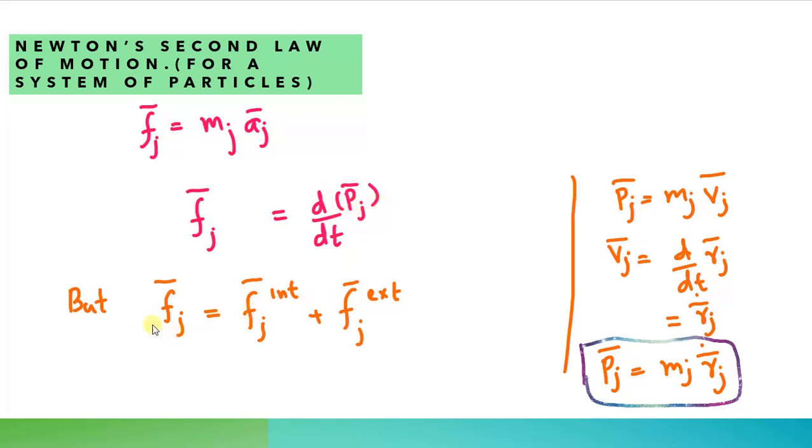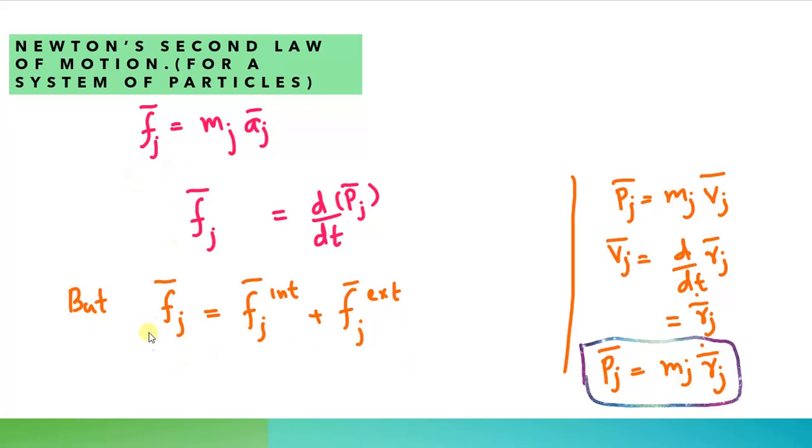But pj is equal to mass into velocity, mj into vj. That vj is equal to d by dt of rj, the position vector of the jth particle. We can write it as rj dot. So vj can be written as rj dot, and pj is equal to mj into rj dot. So this will be useful after some time.